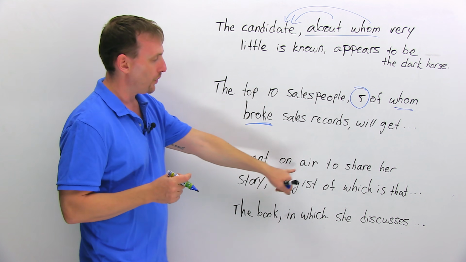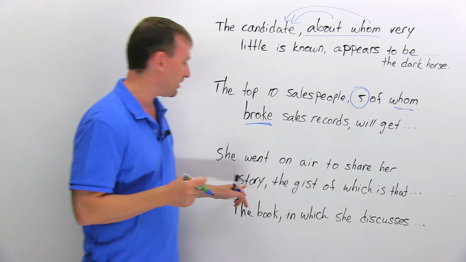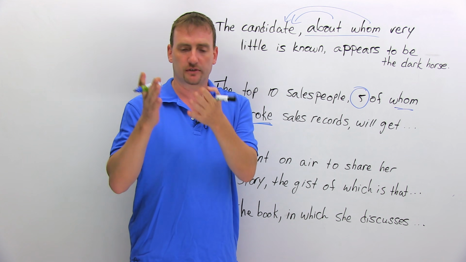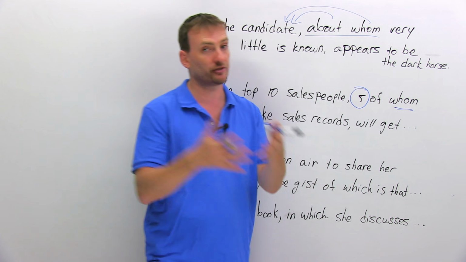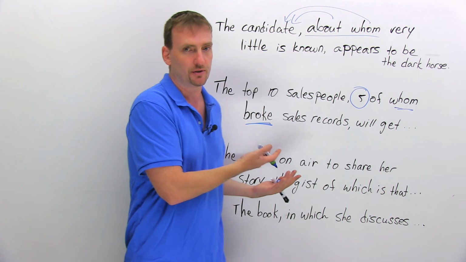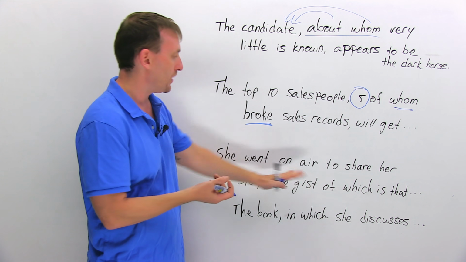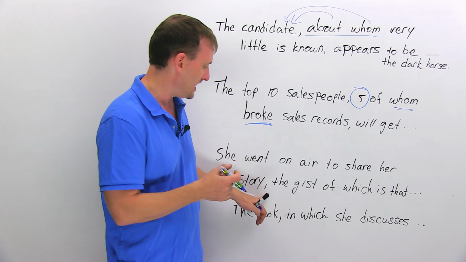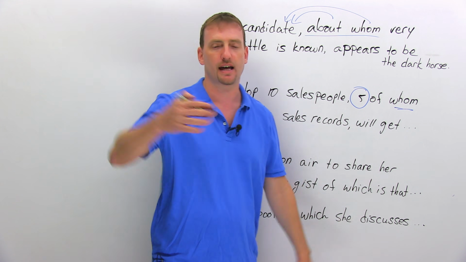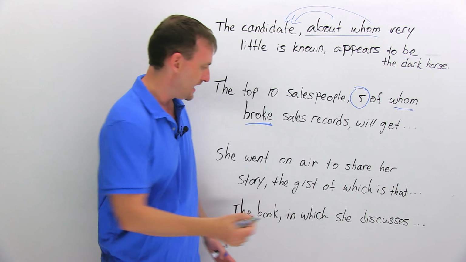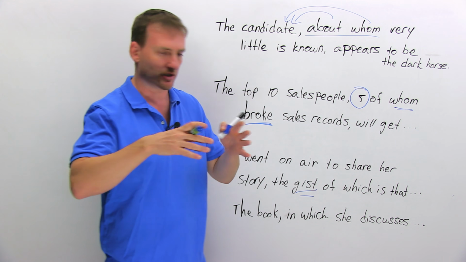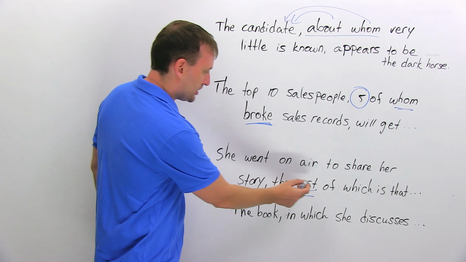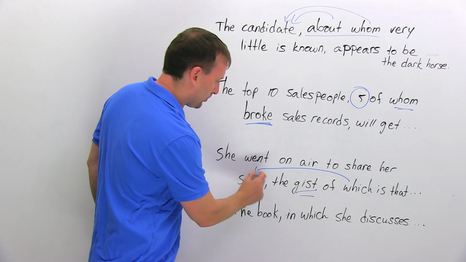Another one. She went on air to share her story. Now, another thing, just like we can put a regular adjective clause in the middle of the sentence or at the end, you can still do that with the preposition. She went on air to share her story, the gist of which is that this and that happened, okay? The gist means the basic idea, the main message is this. So, the gist of which is the story.